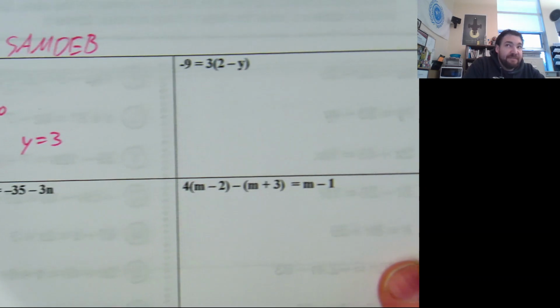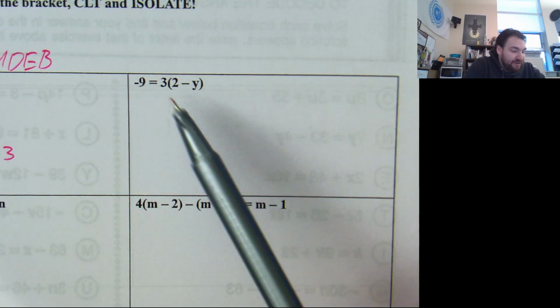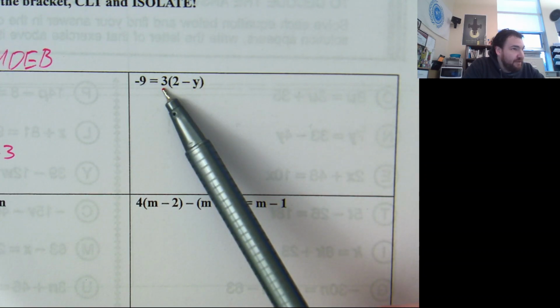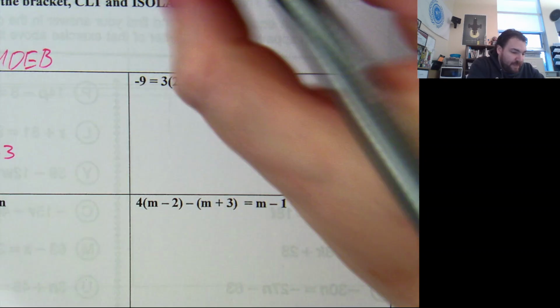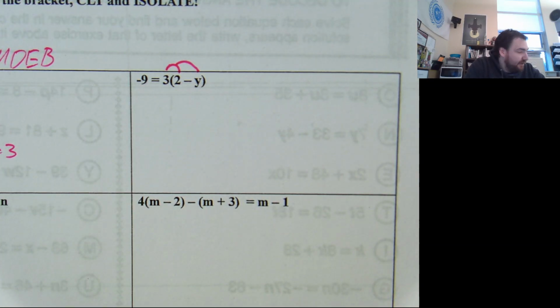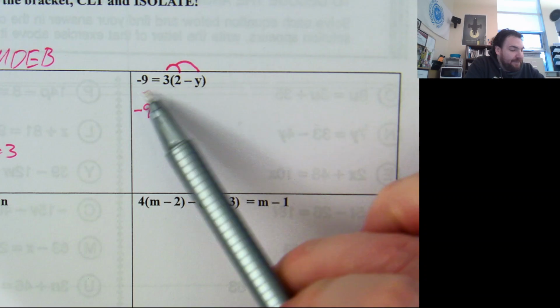Okay? Doesn't matter where things are. Could be on the left side like the first one was. Could be on the right-hand side like the second one was. If you see a set of brackets and a number out front, you have to distribute. So this guy, we're going to multiply in there. And in there. So that negative 9 equals doesn't change. Nothing happens on this side.